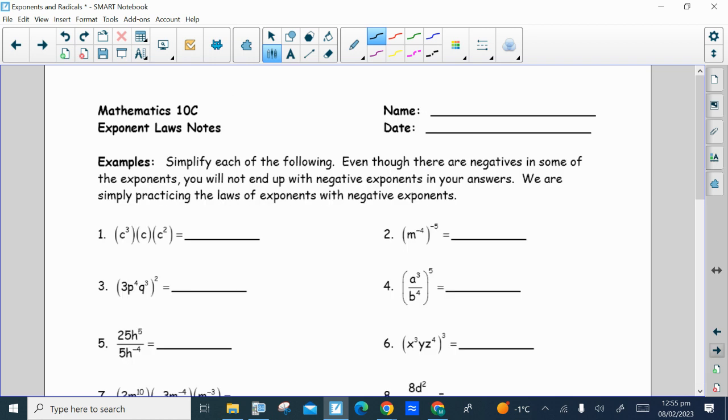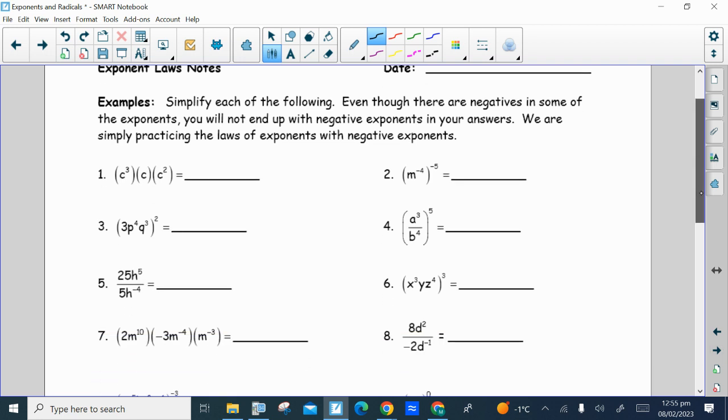All right, so question says, simplify each of the following. Even though there are negatives in some of the exponents, you will not end up with negative exponents in your answers. We are simply practicing the laws of exponents with negative exponents.